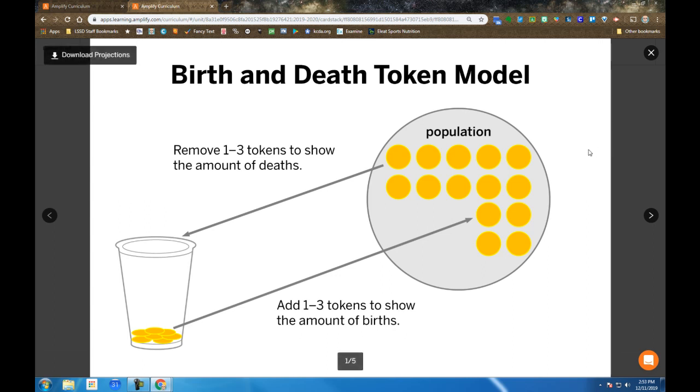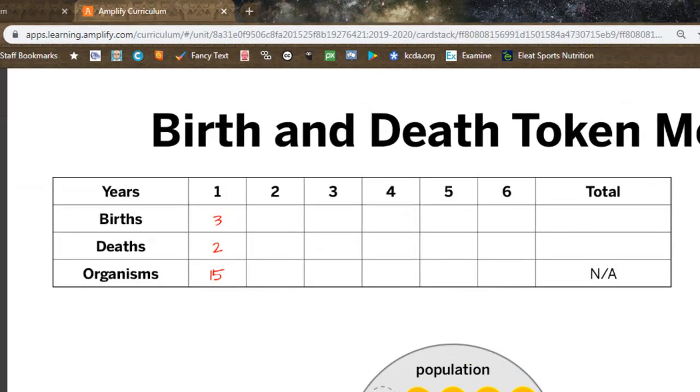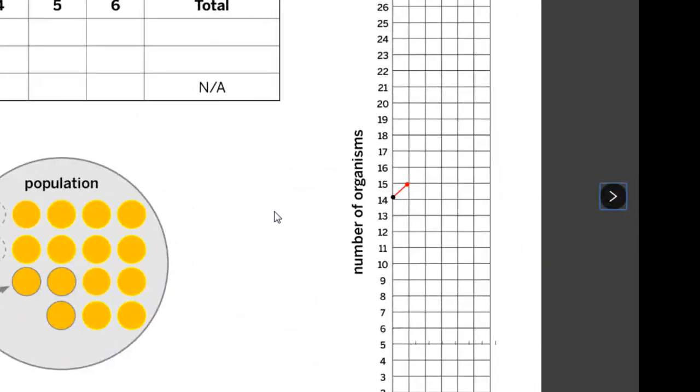The population circle will be a handout. The circles represent plastic tokens that you will have, and you'll be adding and removing tokens from the cup to the circle or from the circle to the cup to represent birth rates and death rates. And then you will be recording that in a table and also graphing it on a line graph.